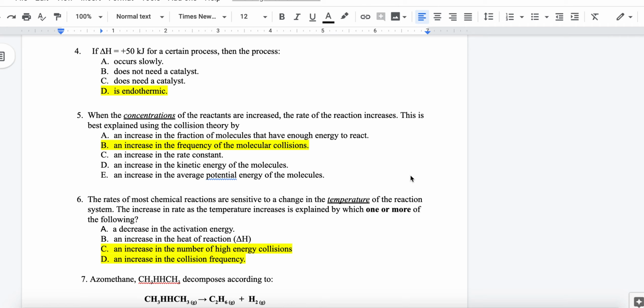Question 6 is the same idea as question 5, but now we're talking about temperature. So here we have that idea that we are increasing the energy behind each collision. So more of the collisions are going to have that sufficient energy requirement. And we're overall increasing the collision frequency because remember, when we increase temperature, we increase the kinetic energy of the particles. They're going to be colliding more often and they're going to be colliding with more energy.